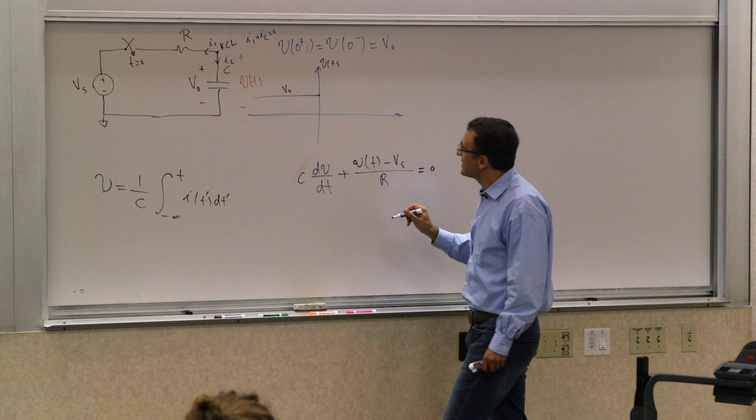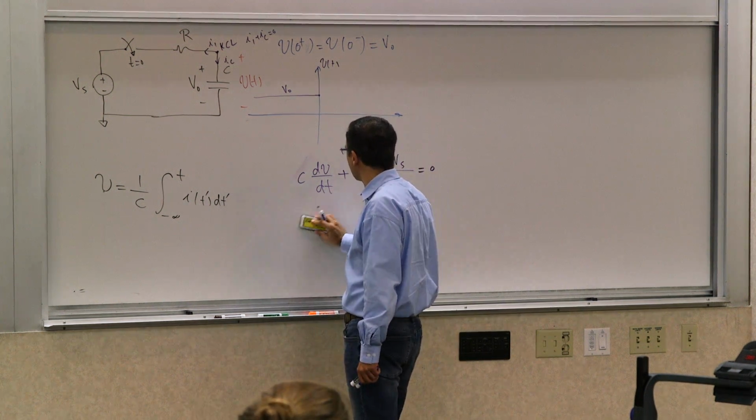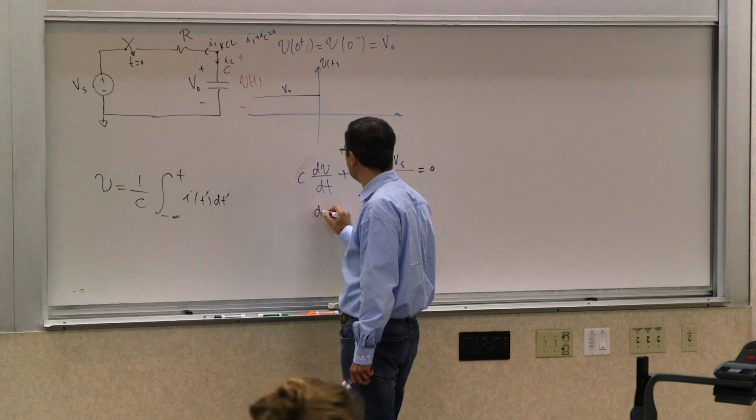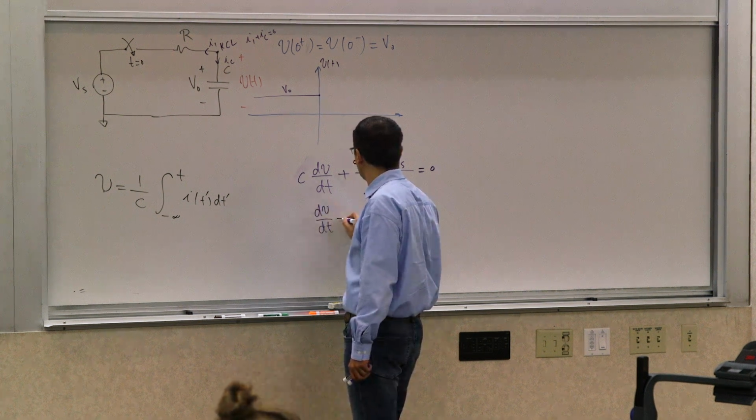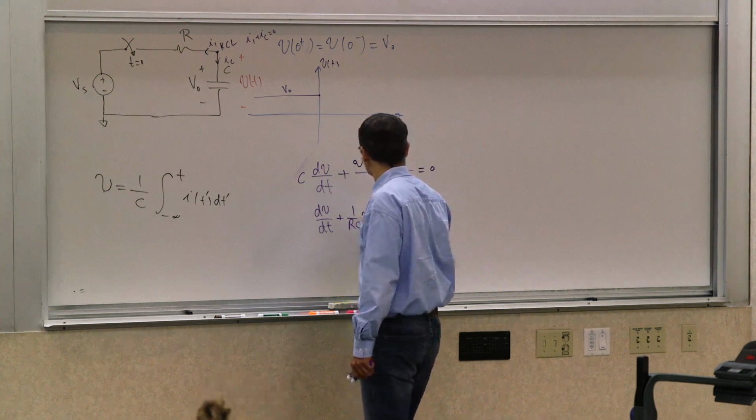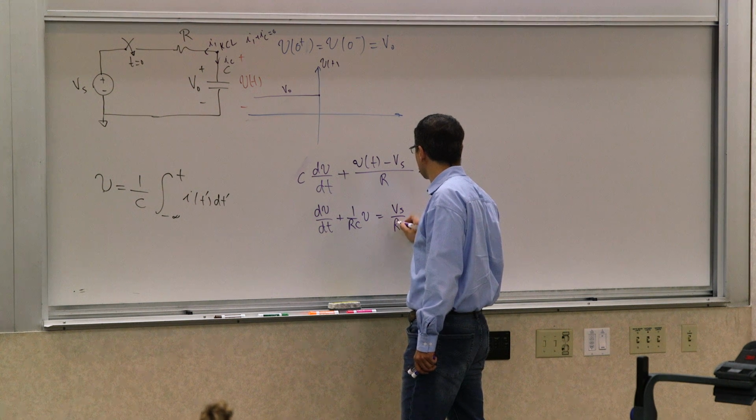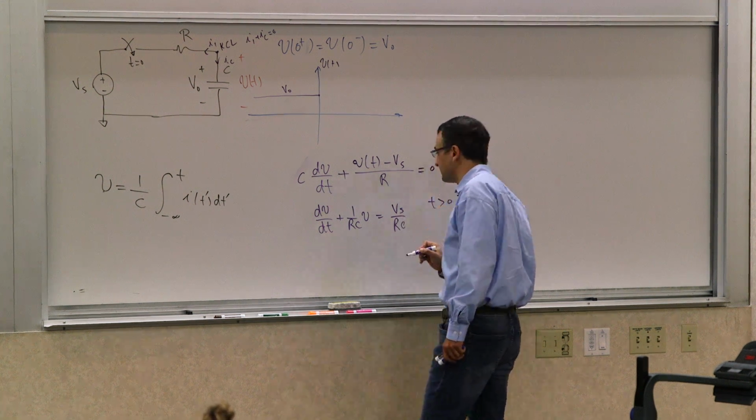So I can divide both sides by C, and I can write it as dV/dt plus 1 over RC V equals Vs over RC for t greater than 0.